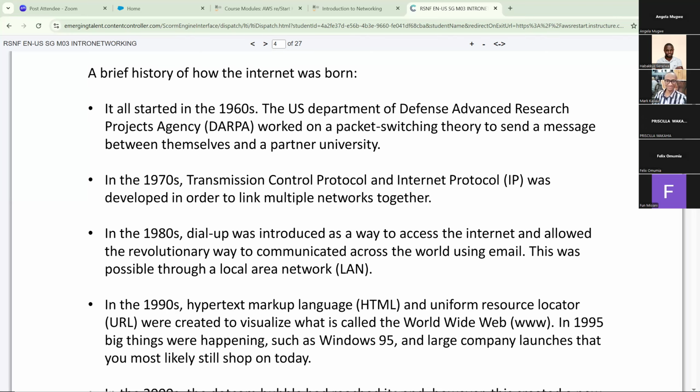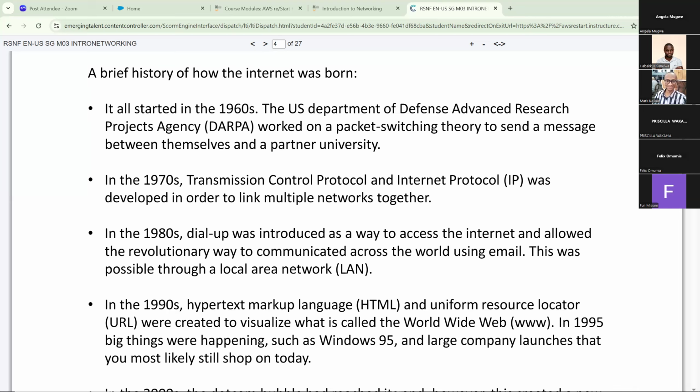Now, in the 1980s, dial-up was introduced as a way to access the internet, and this allowed the revolutionary way to communicate across the world using email. So email was made possible by dial-up, which was introduced in the 1980s. This was possible through what we call the local area network, LAN. So we also see LAN being mentioned for the first time in around the 1980s.